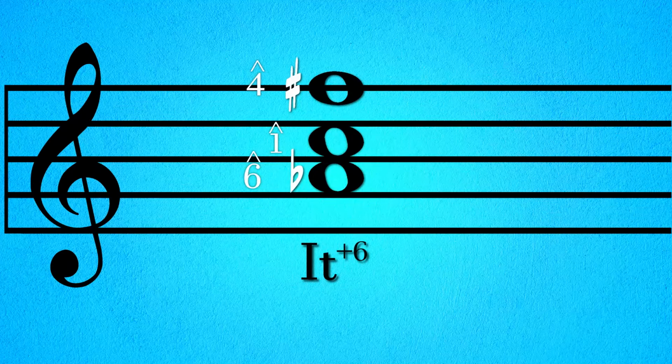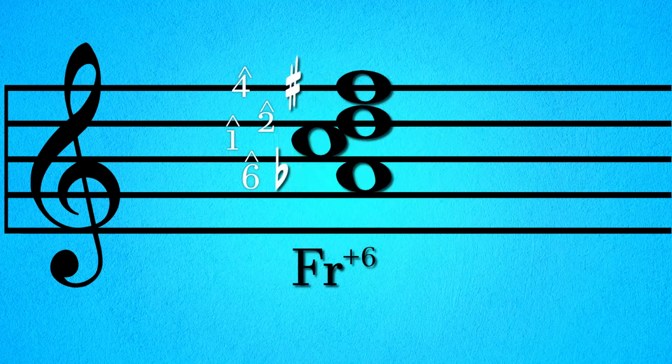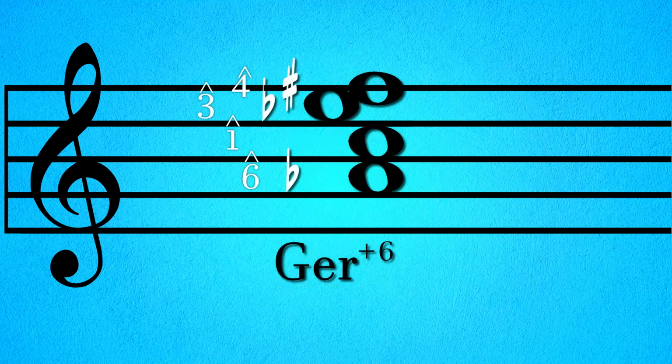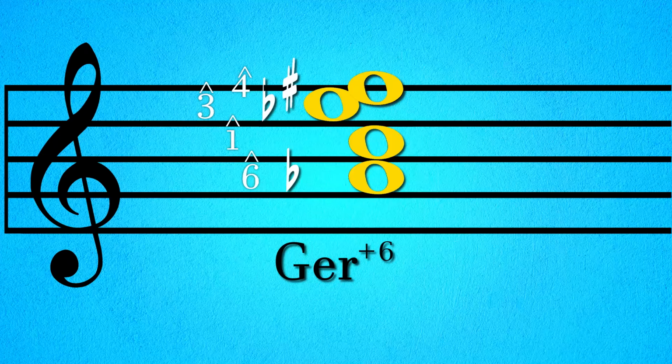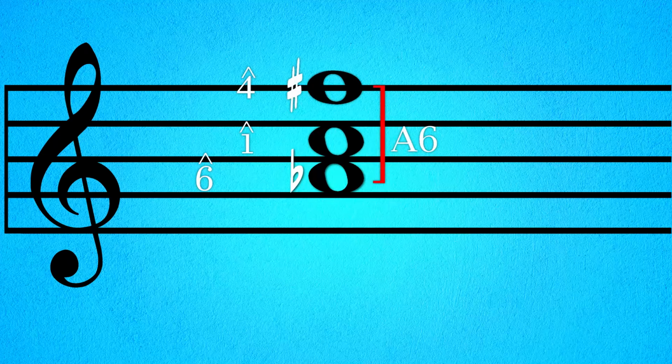The Italian augmented 6th chord comprises only these three notes. The French augmented 6th chord also includes scale degree 2, while the German augmented 6th chord includes the minor form of scale degree 3. For instance, to construct an Italian 6th chord in C major, one would flatten the 6th scale degree to A flat, adding scale degree 1 on top the flattened 6th and an augmented 6th from the bass, F sharp. These three notes make up the Italian 6th chord.